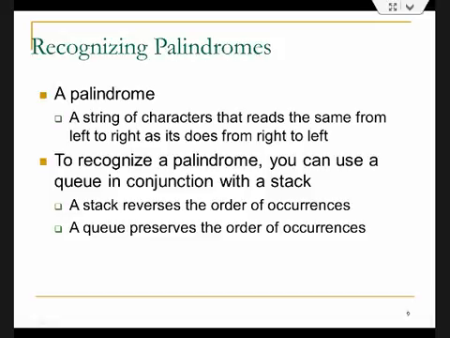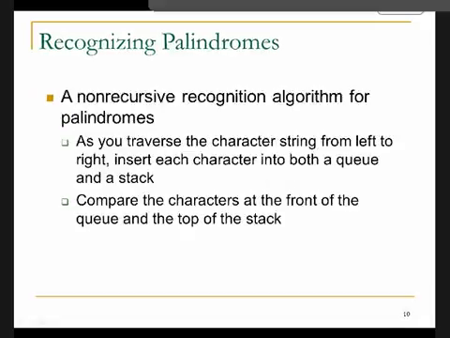So we can use this to read a string of characters the same as it is from right to left. Remember, we used a stack last time, but now we can use a stack together with a queue. The stack reverses the order of occurrences, while the queue preserves the order of occurrences. So for a non-recursive recognition of palindromes, you can traverse the string from left to right, and you keep putting it into a queue and a stack.